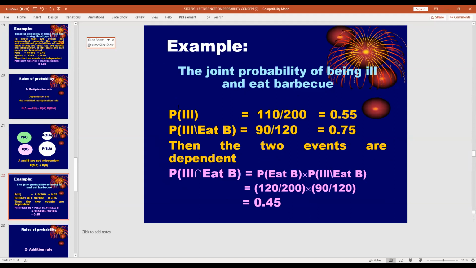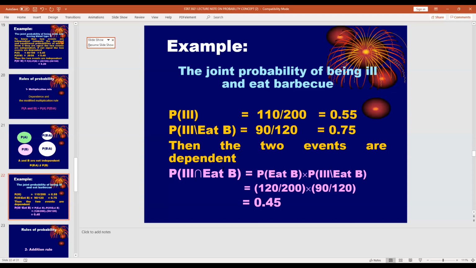So what are you going to say? If they are not equal, if the marginal is not the same as the conditional, then it means they are not independent. The only condition for getting sick and eating barbecue to be independent is when you have the same value. And this is the way I want you to conclude in the exam. You can see your argument right now. Then you say the two events are dependent. Dependent means they are not independent.